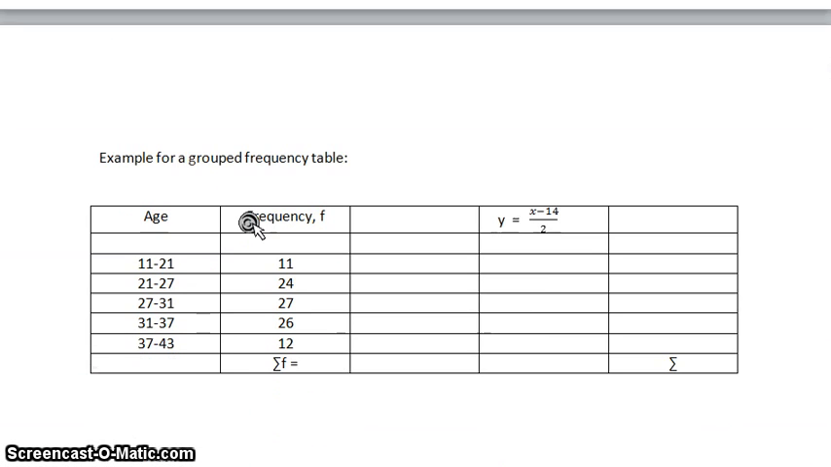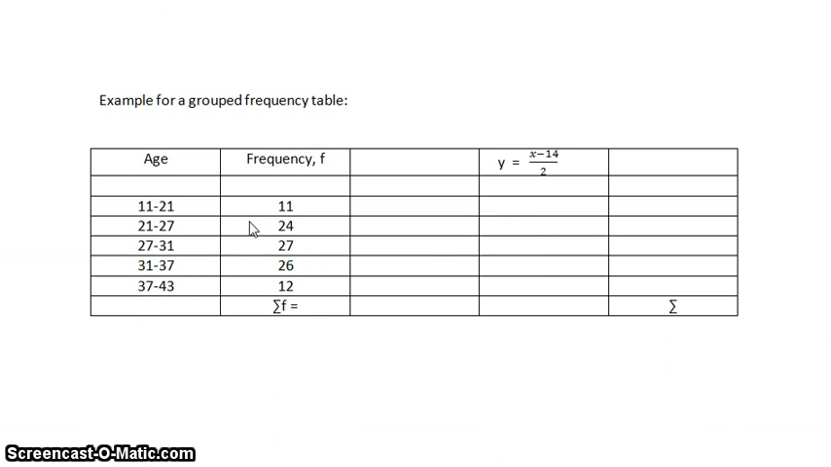Here's another example. This time from a group frequency table. Now you know how to find the mean from a group frequency table. Let's see how it works if we use a bit of coding.